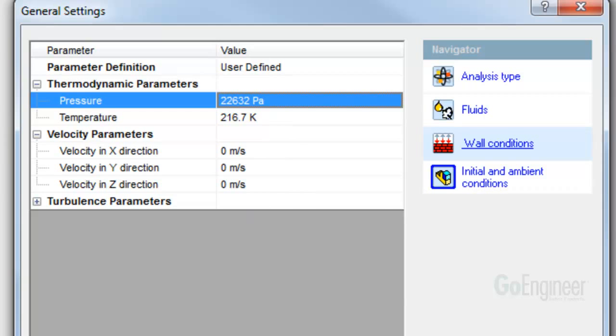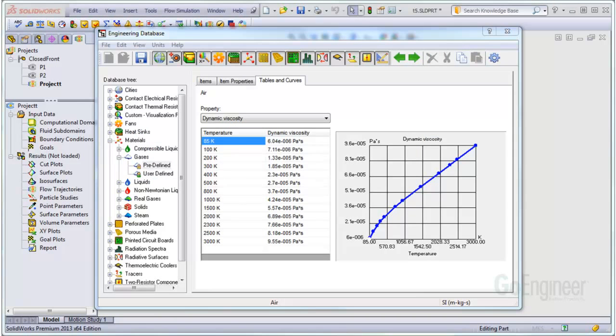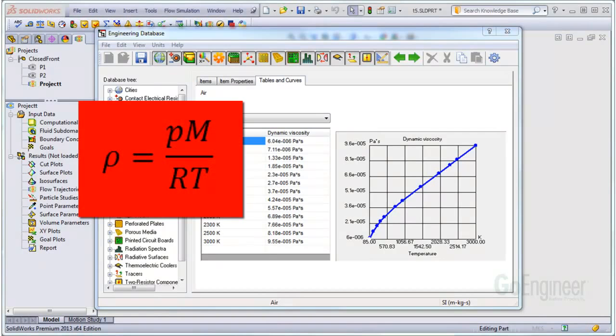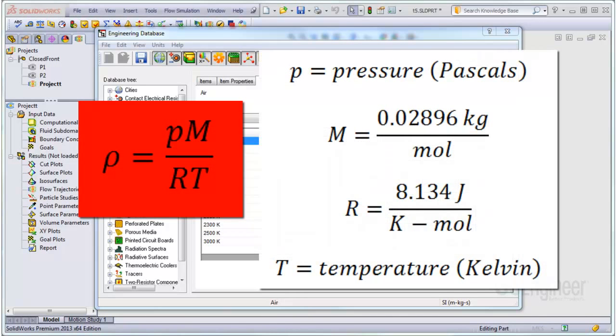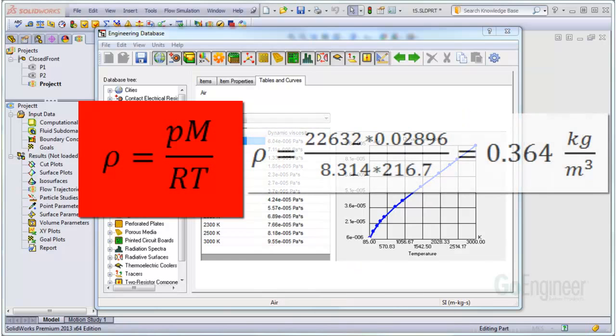To calculate the density of the air under these conditions, you can use the ideal gas equation like this, solved for density. Here, P is the pressure in pascals, big M is the molecular mass as listed in SolidWorks Flow Simulation, with units of kilograms per mole. R is the universal gas constant equal to 8.134 joules per degree Kelvin mole, and T is the temperature in degrees Kelvin. For our case, we get the density equal to 0.364 kilograms per meter cubed.